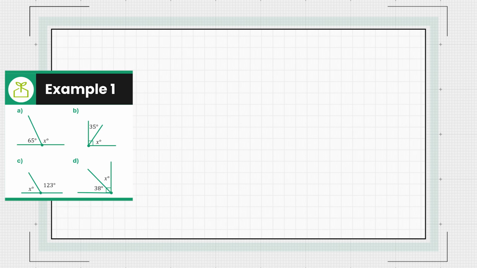So let's get started. So we've got A and we have 2 points. We have one angle and another angle, and they're making a straight line. So angles on a straight line all add up to 180 degrees. So a straight line is always going to equal 180 degrees. Okay? So what do we know from this?